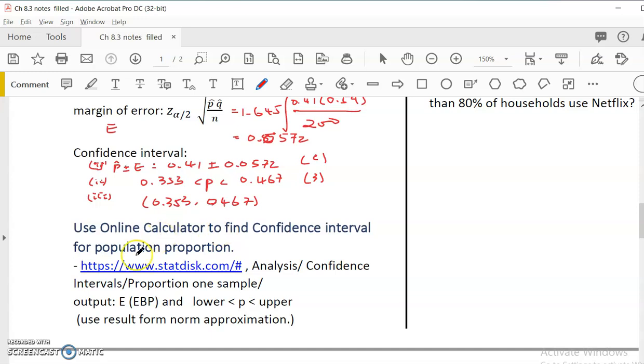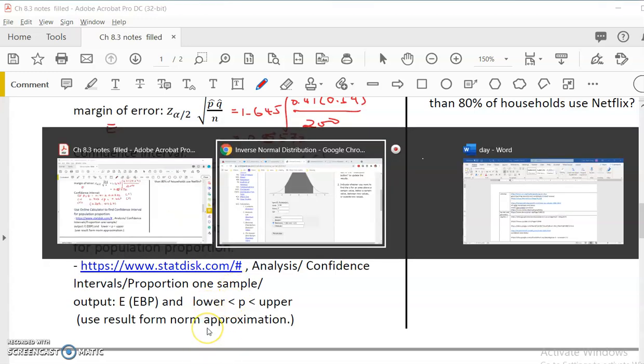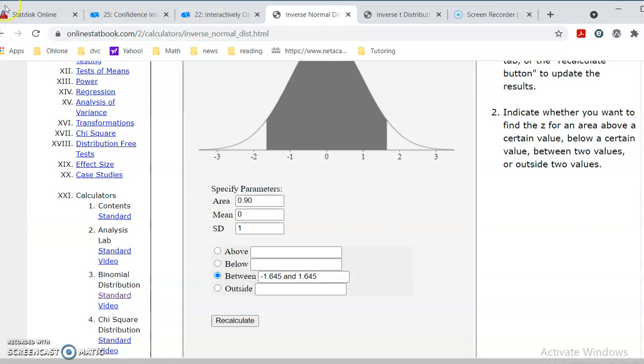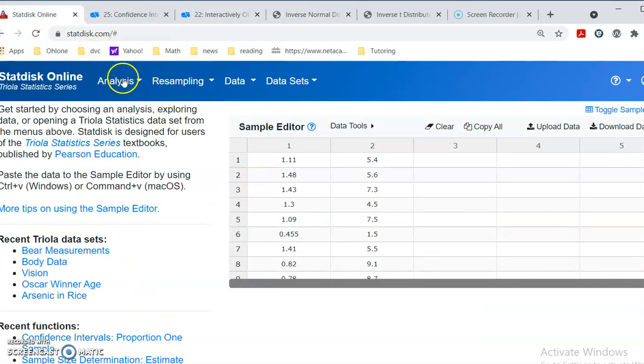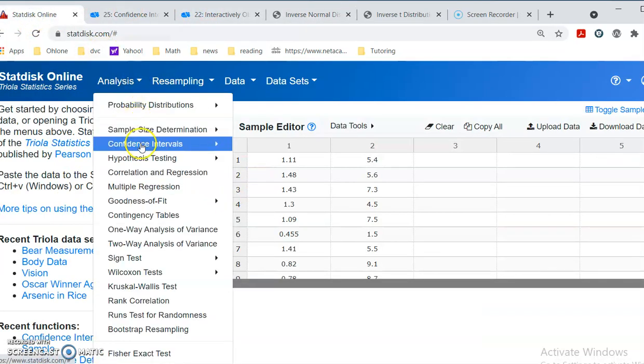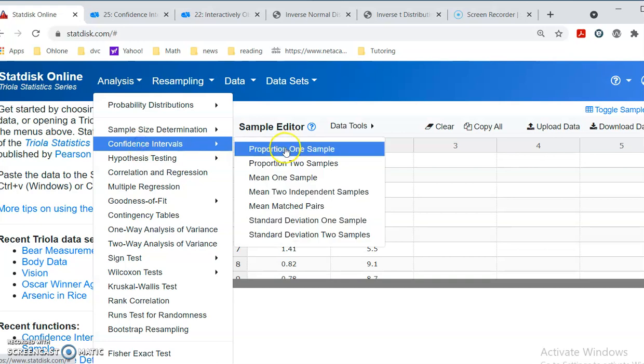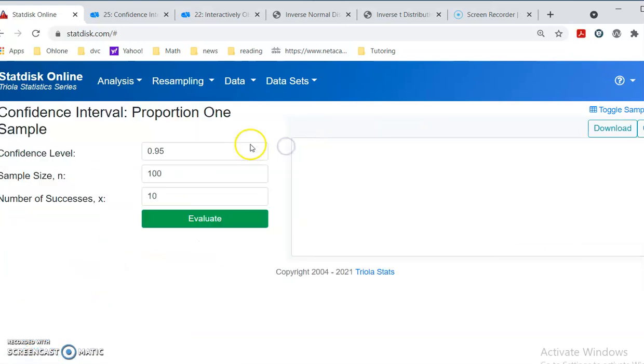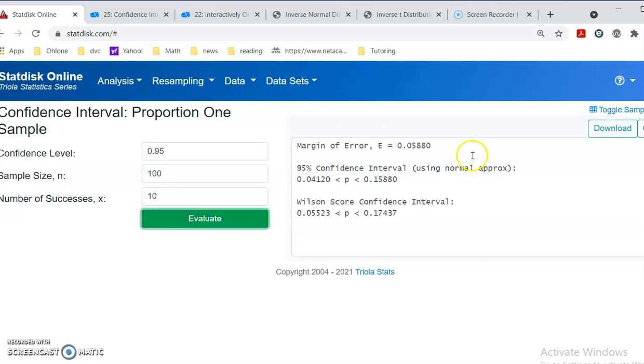Of course, you don't have to do hand calculation. You can use an online calculator, and it's this. Let me show you how to do it, and then we'll do the example in the second video. So you go to analysis, confidence interval, proportion one sample, the first one. You write down your C-level, sample size n, and number of successes x. And you evaluate and you will get the answer. Again, they have the margin of error.